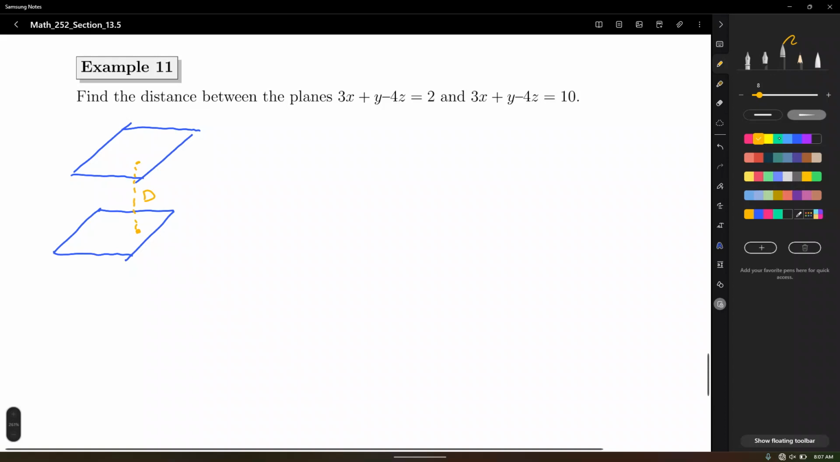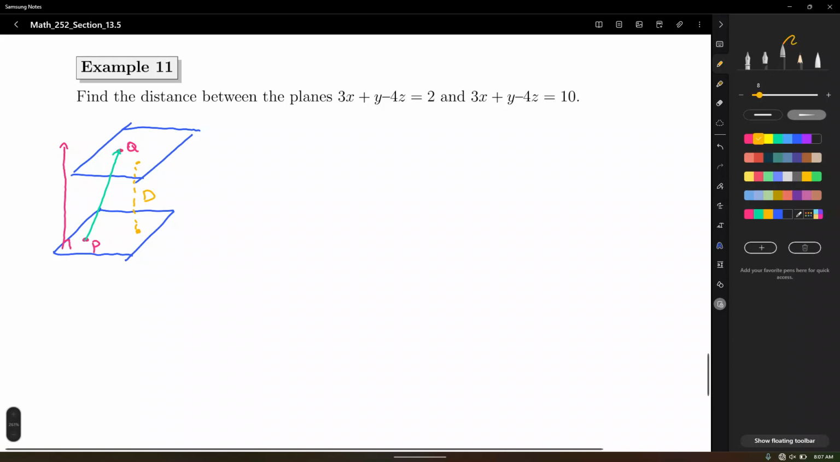So that means I need a point. Let me call it point P on the first plane, and point Q on the second plane. So we will define that vector PQ that goes from point P to point Q. Again, the plane has a normal vector that forms a 90-degree angle with the plane, but in this case it's the same normal vector.